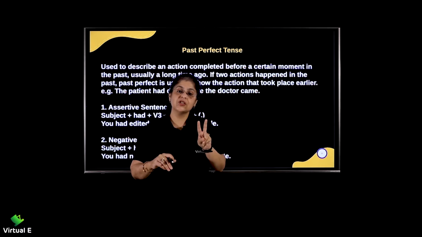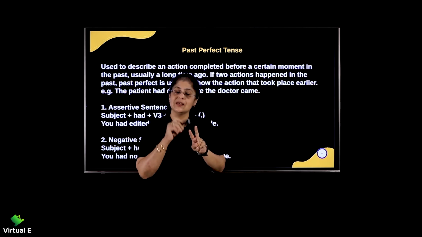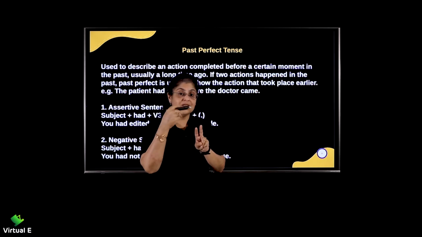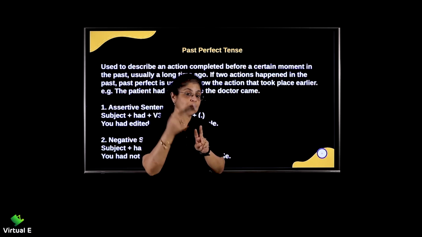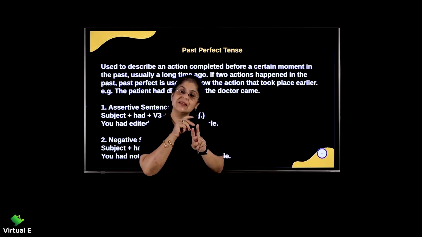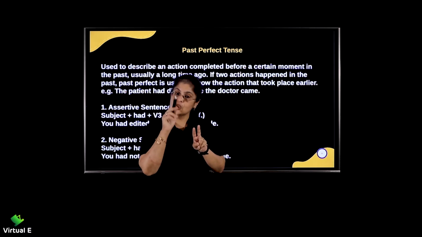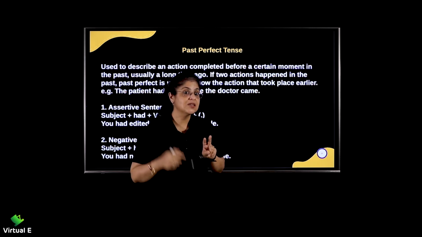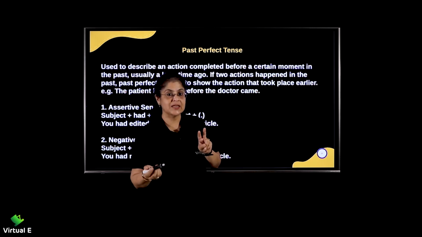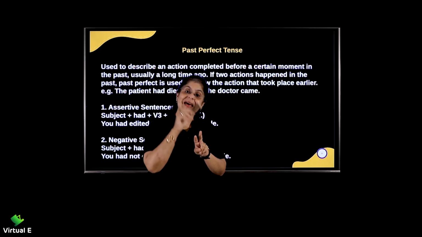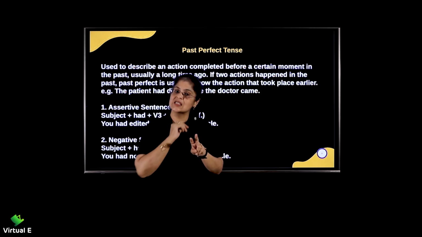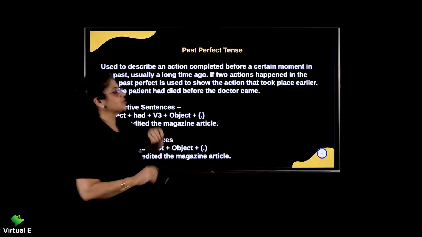Now, there were two actions that took place. I reached the station and the train left. Which action took place first? The train had already gone, right? When I reached, the train had already left. So that action took place first, so obviously that will take the perfect tense. So, I repeat my sentence. When I reached the station, reached past tense, the train had already left. Had left, past perfect. This is what it is trying to tell you.